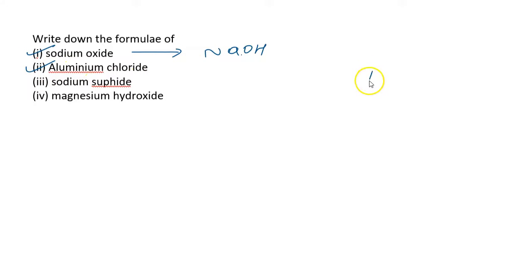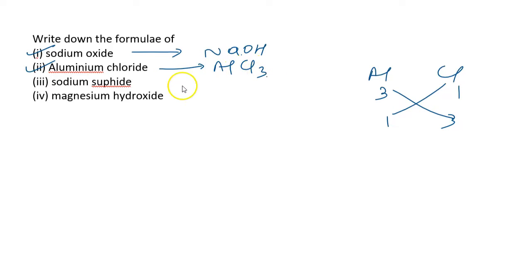Aluminium chloride. So it's aluminium and chlorine. Valency is 3 and 1. Crisscross it, so you will get AlCl3.